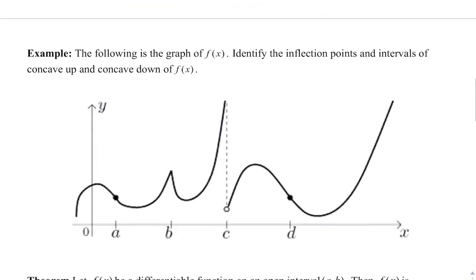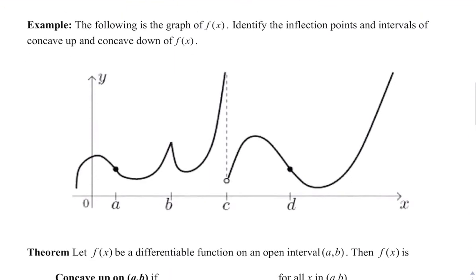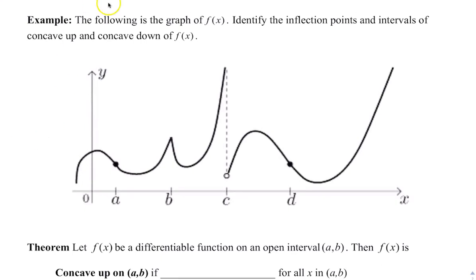So let's say I give you a graph here. Here we have the following graph of f of x. Identify the inflection points and the intervals of concave up and concave down. Here's a graph of f of x. It's a funky looking graph. All I want to know is where it's concave up and where it's concave down. We'll do concave up in blue and concave down in red.